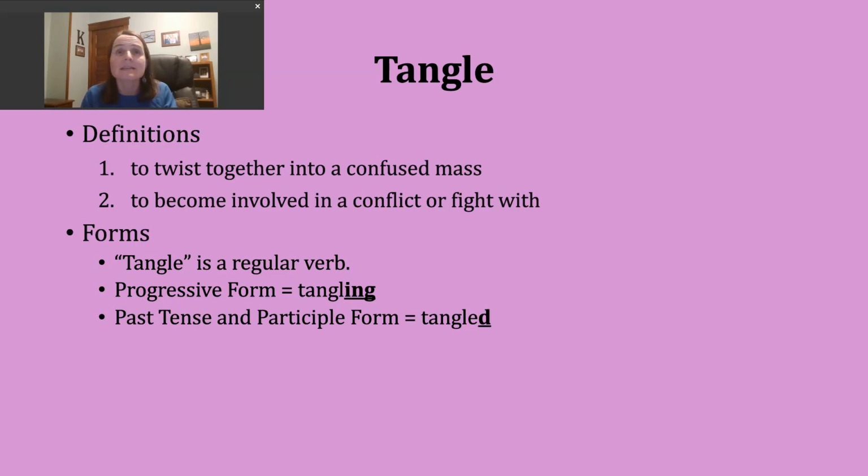Now, our base verb, tangle, ends in a voiced sound. The ending sound there is the L sound. This means when I add that ed ending, I'm just going to make a D sound, and I'm not going to add an extra syllable to the verb when I say it. So the past tense and the participle form of the verb should sound like this: tangled, tangled.